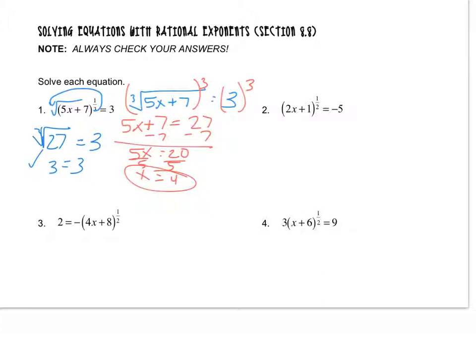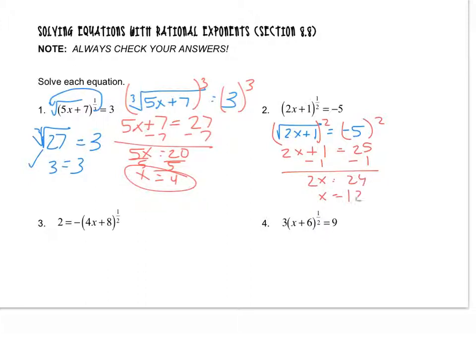Number 2, I'm going to take the square root of 2x plus 1 equals negative 5, because it's written the same way. I need to square it on both sides, so I have 2x plus 1 equals 25. I minus 1 on both sides, and I have 2x equals 24, so x is going to equal 12 when I divide both sides by 2.